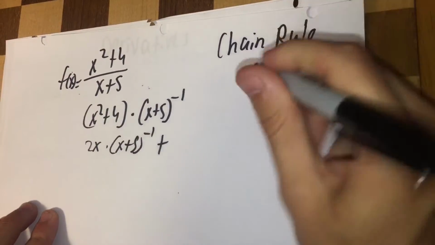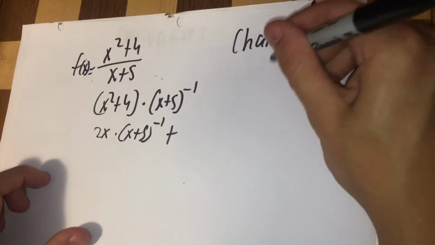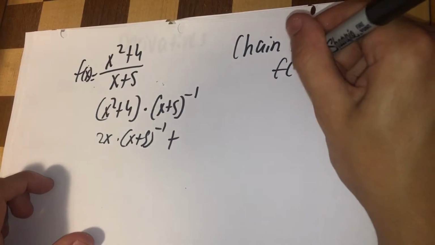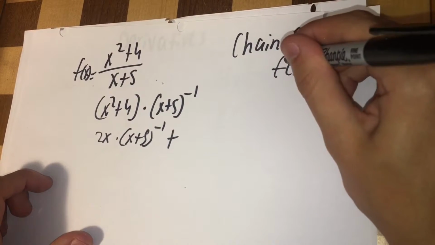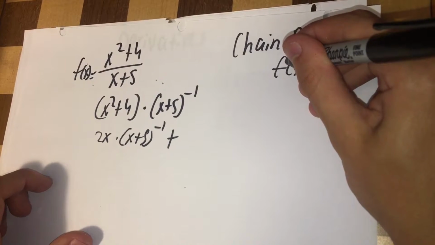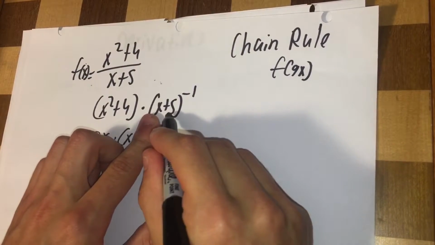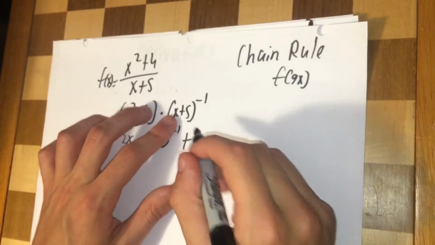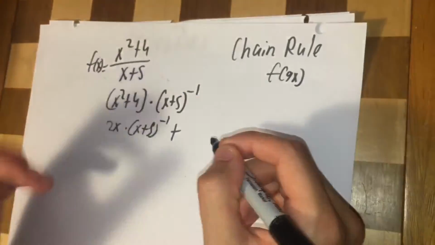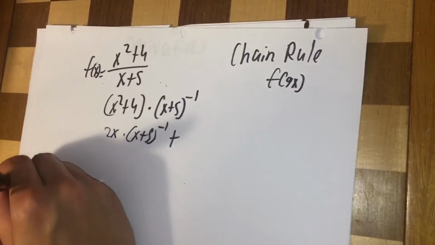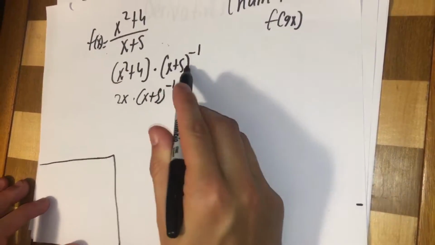So the chain rule actually states that if we had f of g of x, what we would have to do is take the derivative of the outside function first, and then keep the initial inside function the same, and then multiply it by the derivative of the inside function. Now that may sound confusing the way I explained it, so let me just show you quickly as an aside how I would take the derivative of just this quantity right here.